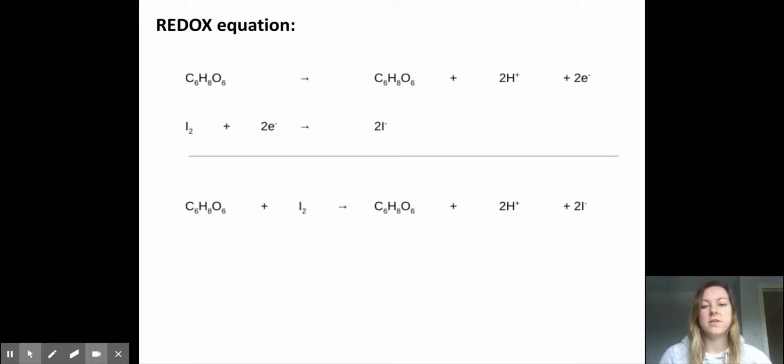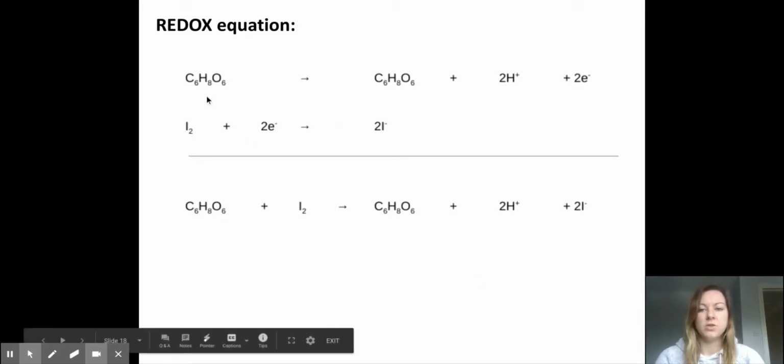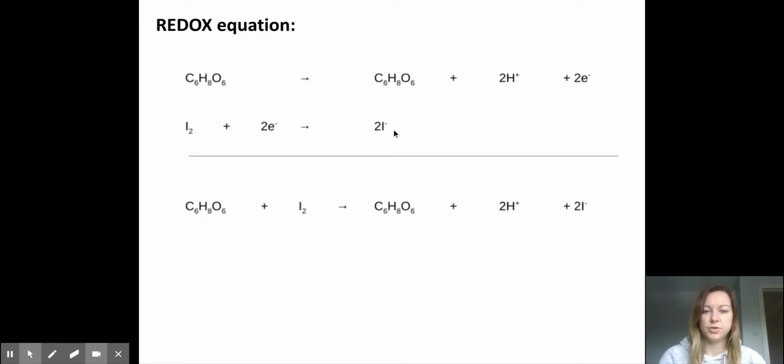So here is the redox equation. So we have our vitamin C here, being oxidized and our iodine being reduced. So as we know, iodine is a kind of orangey brown colour. So in the burette, we're going to have an orangey brown solution, and our vitamin C with starch should be a clear solution in our conical flask.